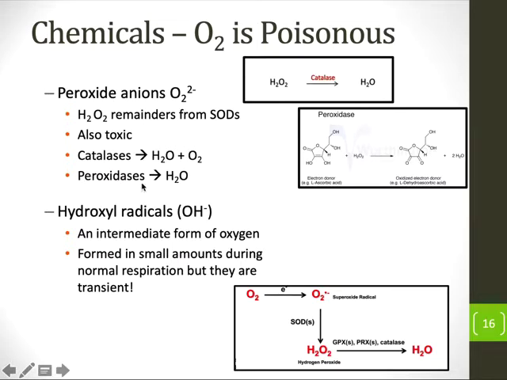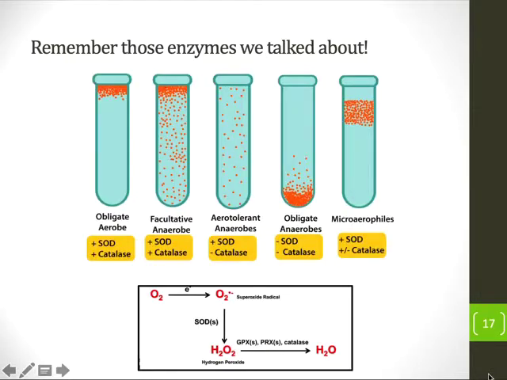And then for peroxidases, it is just water. Then you have the hydroxyl radicals, OH minus, which is an intermediate form of oxygen, and it's formed in small amounts even for regular organisms, in normal respiration, but they don't last, and so they're very temporary in their existence. And for organisms that produce hydroxyl radicals, you still need SODs, superoxide dismutase, and you need other catalase or peroxidases to convert the hydrogen peroxide to water.